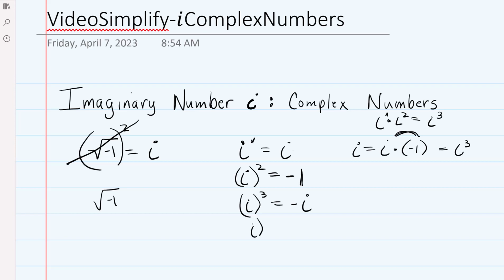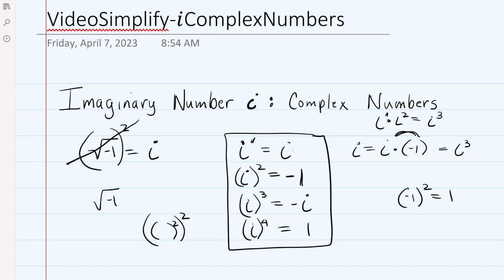And then I to the fourth, well, I to the fourth is I squared times I squared. So if we look at I squared, -1 times -1 squared is +1. Okay, the reason these four things are important.